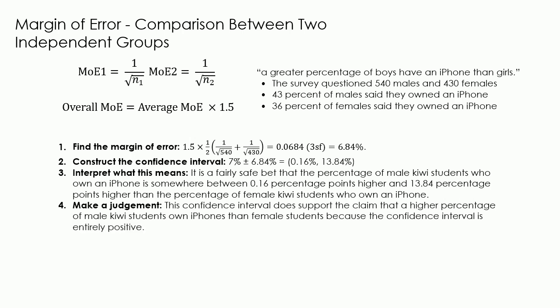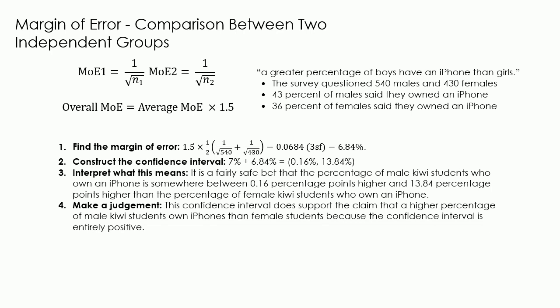And finally, we need to make a judgment. This confidence interval does support the claim that a higher percentage of male Kiwi students own iPhones than female students because the confidence interval is entirely positive. It's really important that you keep these last 2 statements as separate sentences, as that's something that the markers have specifically said, as often when people combine them into one sentence, they end up mixing them up.